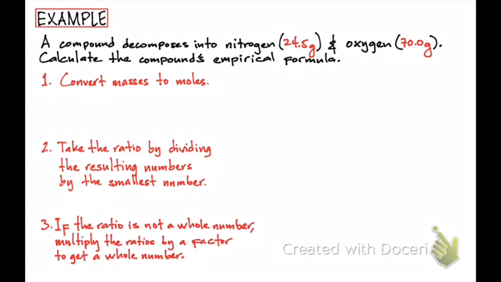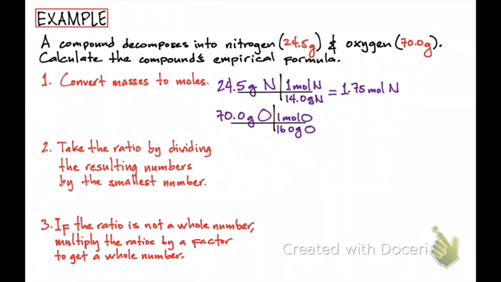So the first step here is to convert the mass to moles for each element. We're going to convert 24.5 grams of nitrogen and 70 grams of oxygen to number of moles. You can use dimensional analysis, or you can just divide 24.5 grams by the atomic mass of nitrogen and 70 grams by the atomic mass of oxygen. And here we get 1.75 moles of nitrogen and 4.38 moles of oxygen.